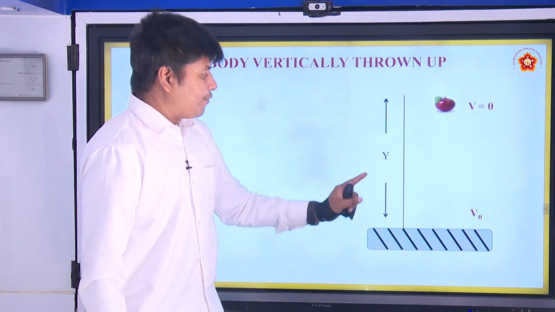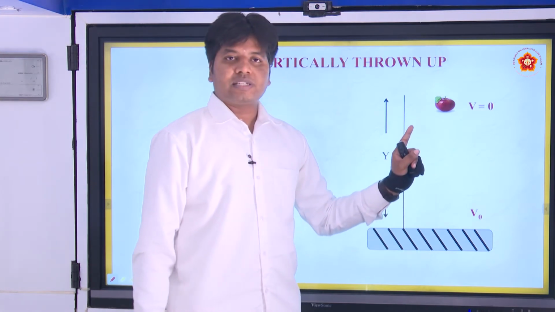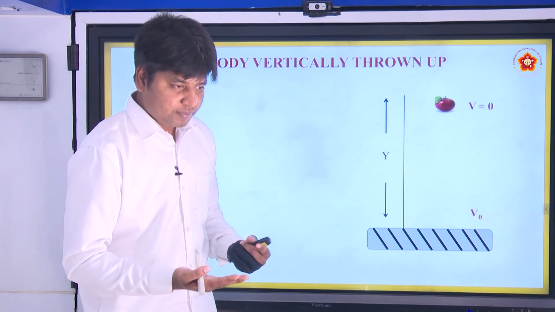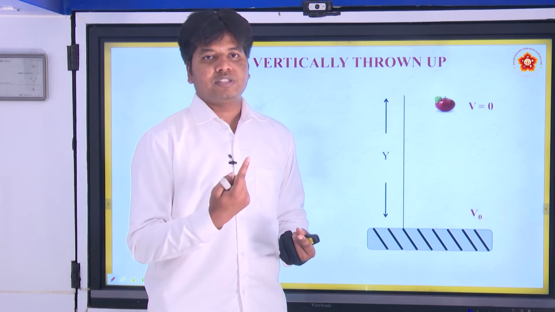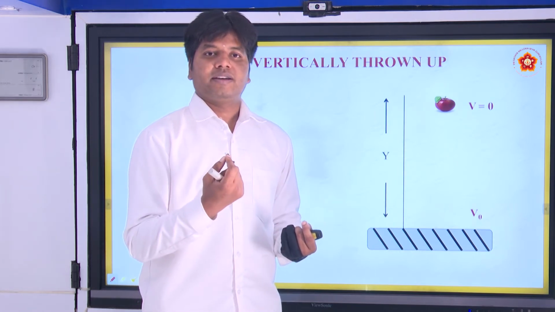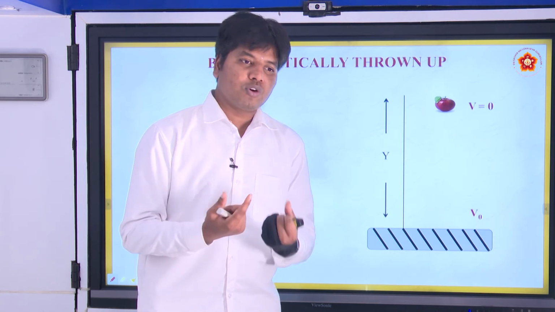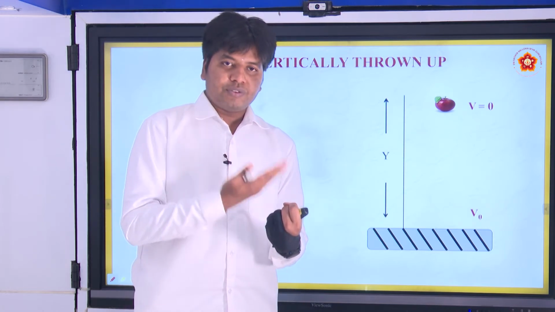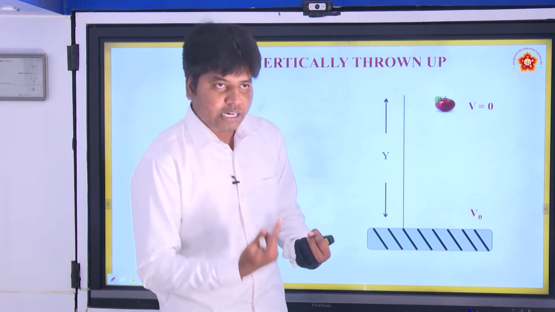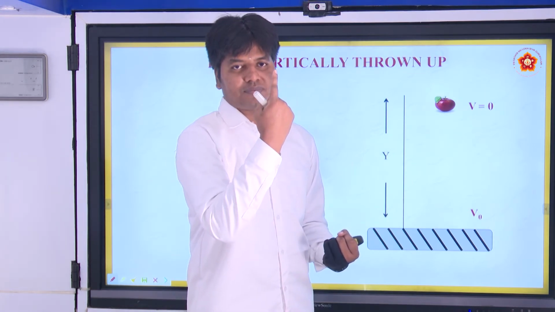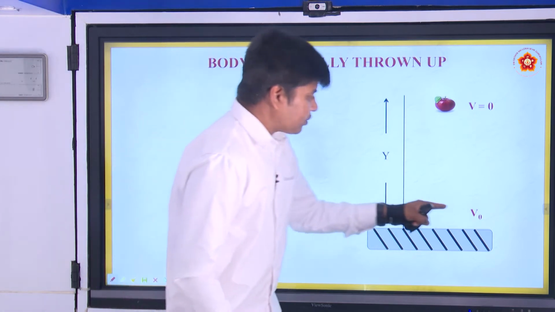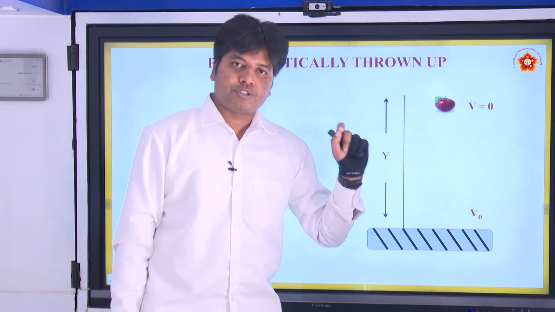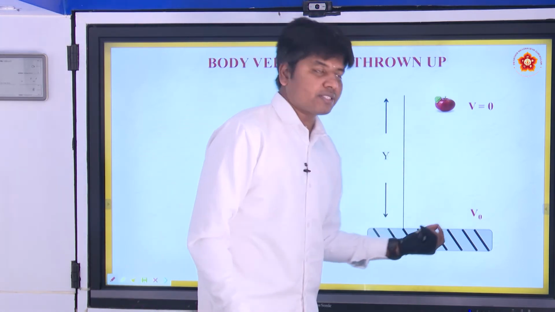When you want to throw the ball upwards, you need to give some velocity to the ball, right? Why do you need to give the velocity to the ball? Because the force of gravity is acting downwards. If you give some velocity to the ball, then only it will move up. Otherwise it won't move. But still the force of gravity acting on the ball is downwards.